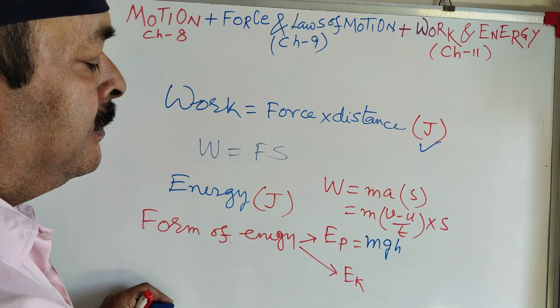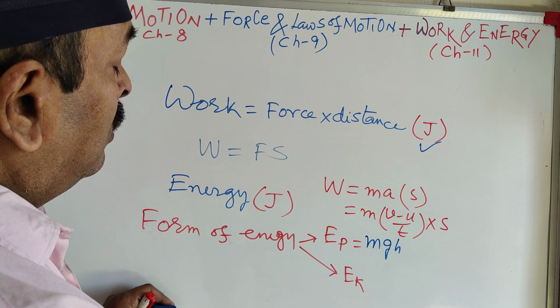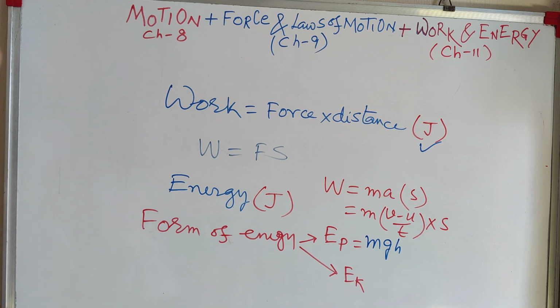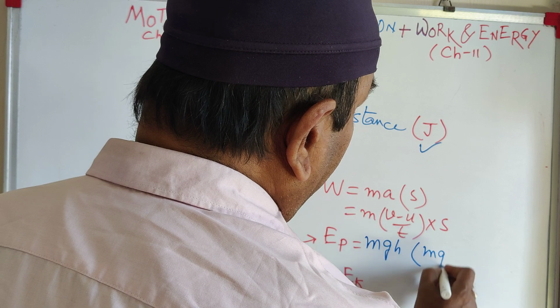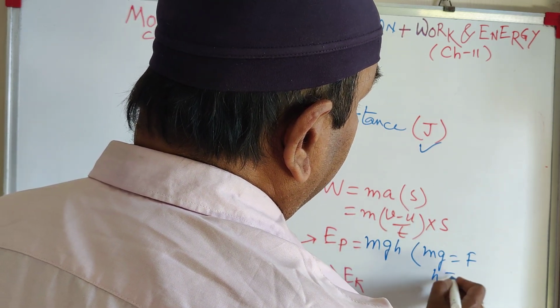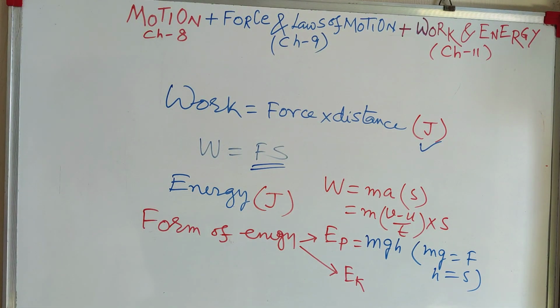Potential energy. Okay. Because the work done formula is F into S, and the energy formula is also F into S, because here mg is actually force, and h is actually S. So again that F into S formula is coming, because what I told, work and energy is the same concept, the two sides of the same coin.